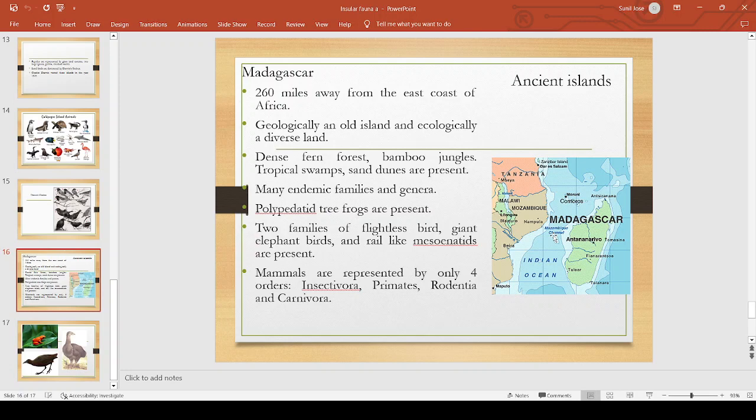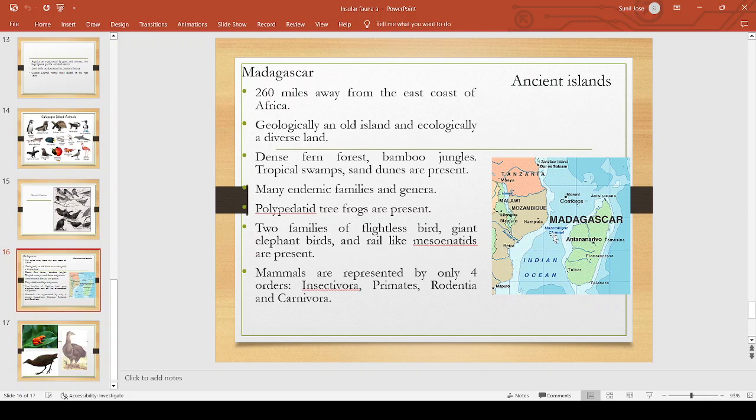Ecologically diverse means, now if you take India, India is an ecologically diverse place. Since we are living in Kerala, Kerala is a green place. But Tamil Nadu is a dry place. Andhra Pradesh is again a dry place. Kashmir is a cold place. Ladakh is a cold place. Rajasthan is a desert place. Assam and the northeastern states are also green and densely forested. So India has a diverse ecology. Just like that, this place also has diverse ecology.